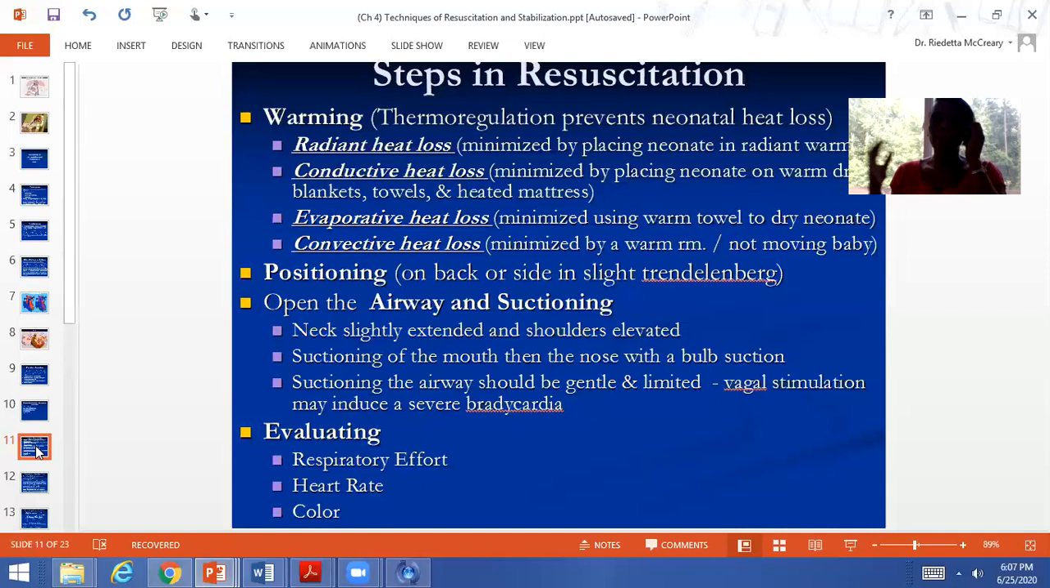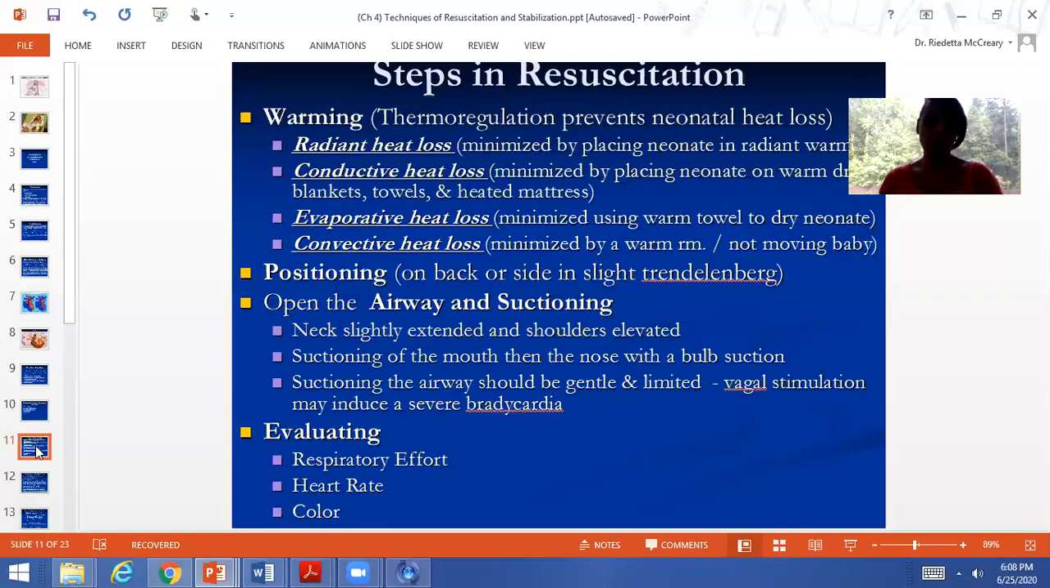We don't typically wrap them up or keep them covered up, but we do vigorously warm them because we're trying to get all of the liquids that were on them due to the delivery off, because all of those things could contribute to heat loss. So thermal regulation will prevent the neonate from having heat loss, and there are 4 methods by which the baby can lose heat. So you need to know what they are, and then as this PowerPoint states, you need to know how to minimize it.